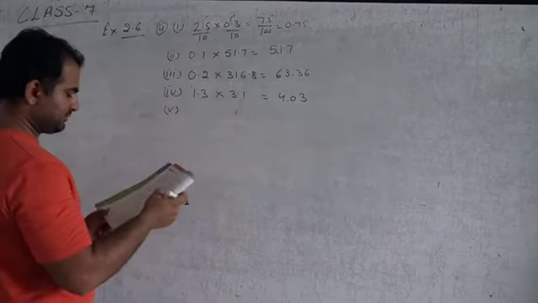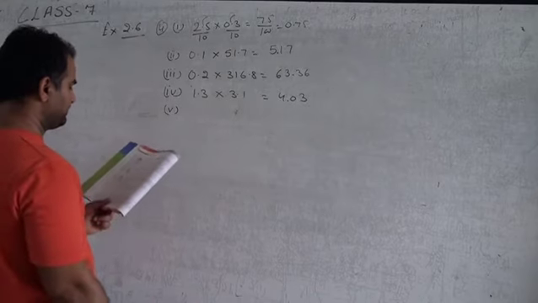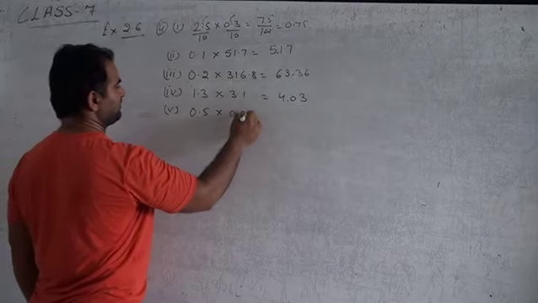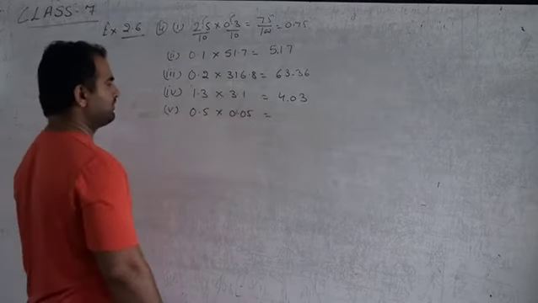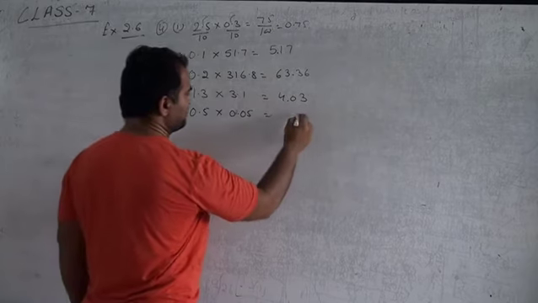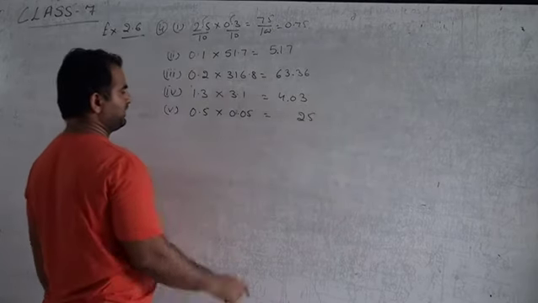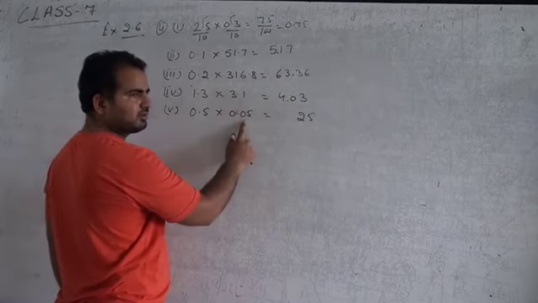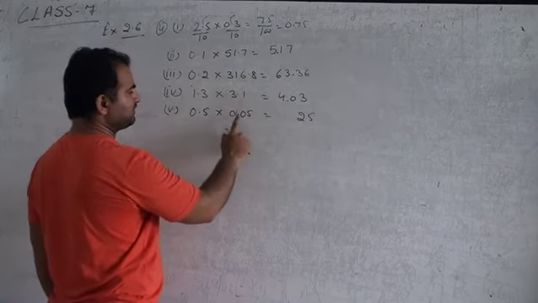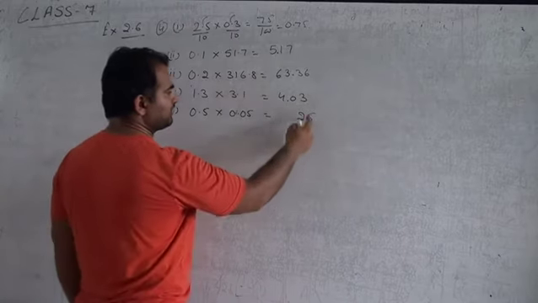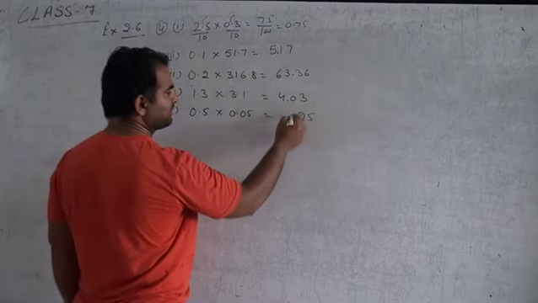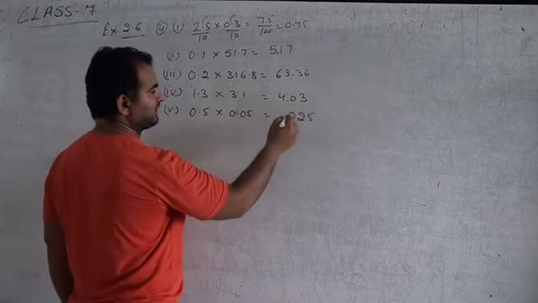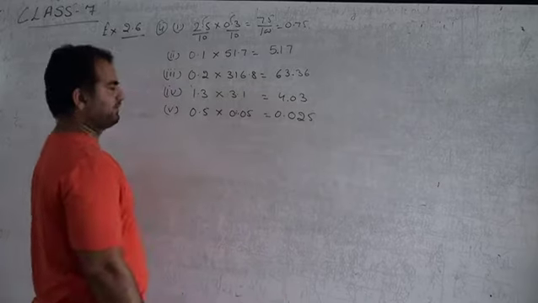5th question is 0.5 into 0.05. So what we have to do? Multiply 5 into 5, it will be 25. Here there is only 1 digit after the decimal and there are 2 digits in the other. So 1 plus 2 equals 3. So we will place the decimal after 3 digits, but we don't have 3 digits, so we will have to place a 0 there and the answer will be 0.025.